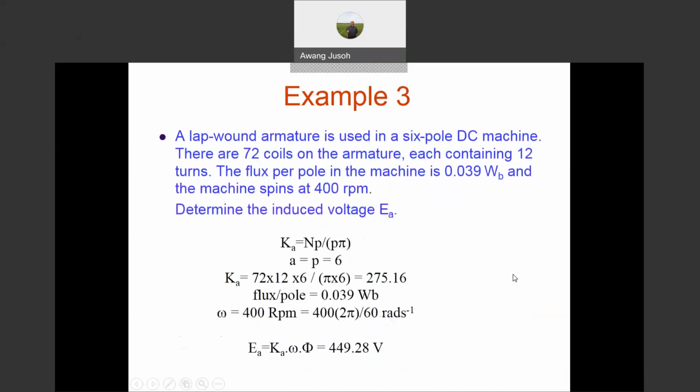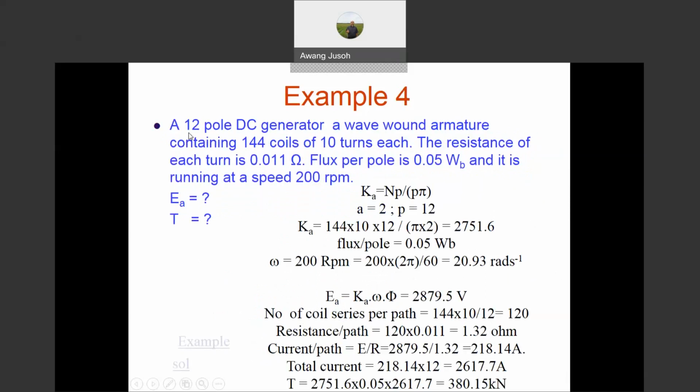We go to example 4 briefly. Okay, in this example, they said here, a 12-pole DC generator wave wound armature containing 144 coils of 10 turns each. Yeah? So in each coil, they got 10 turns. The resistance of each turn is equal to 0.011 ohm. The flux per pole is given as 0.05 Weber and it is running at 200 RPM. So how much voltage and how much torque is produced by this machine?